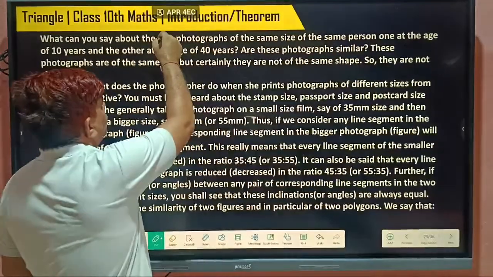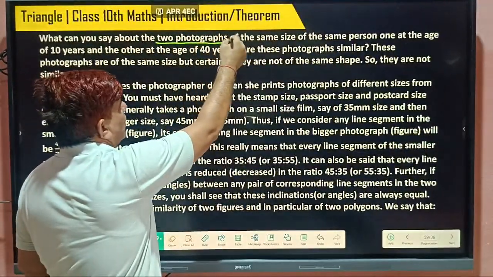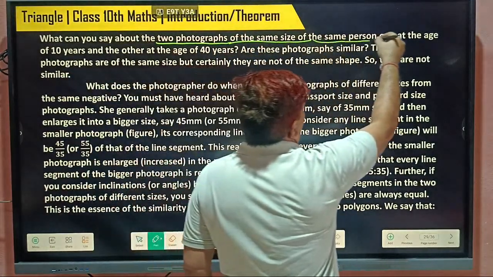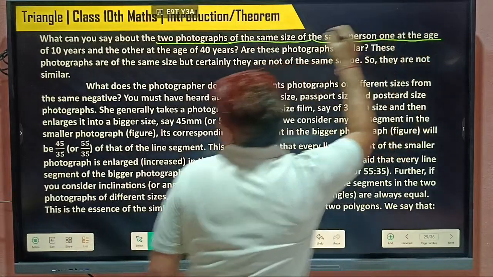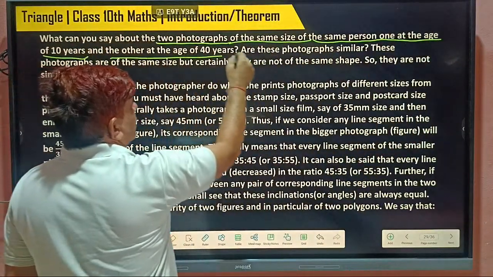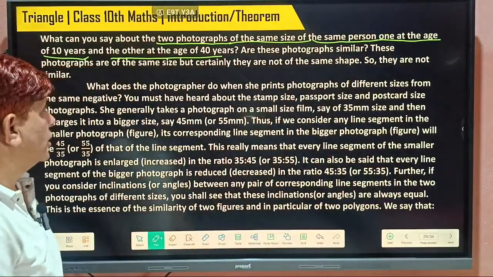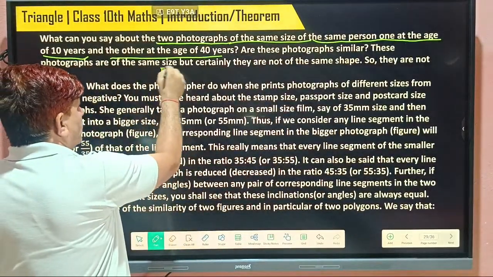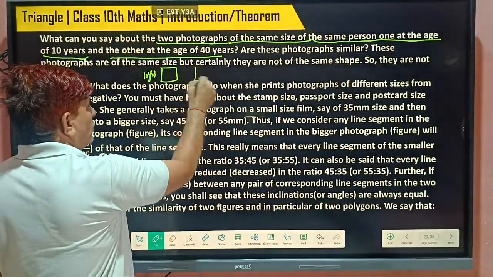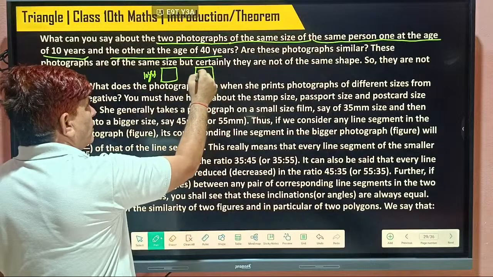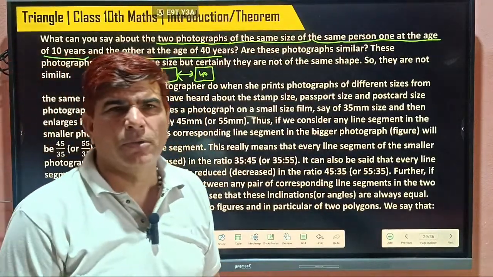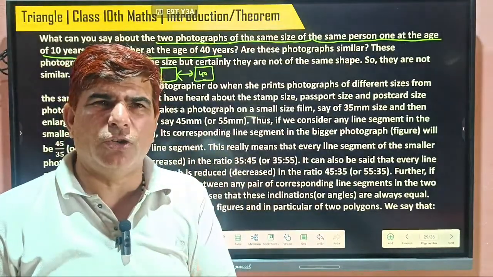If we have two photographs of the same person, of the same size, one at the age of 10 years and the other at the age of 40 years. Same photo like this, one at the age of 10 years, one at the age of 40 years. Same shape? No. So much change in the shape. So it is not satisfying the first condition of similarity.